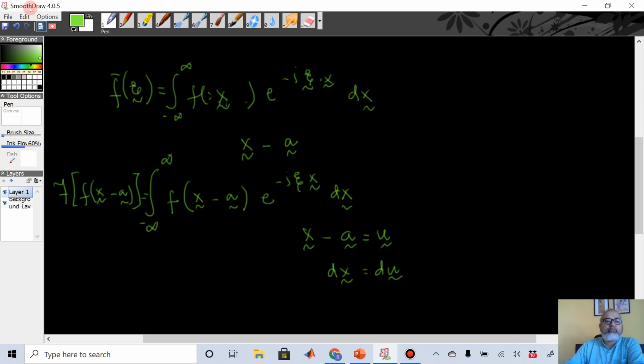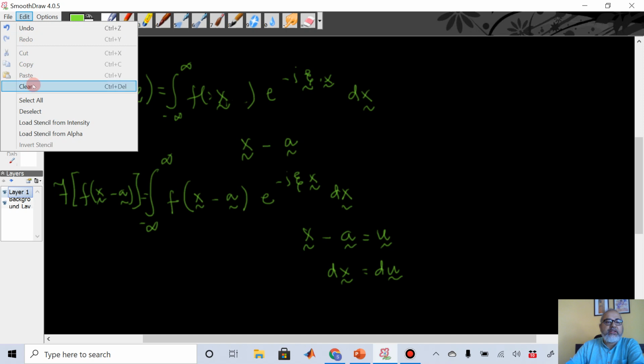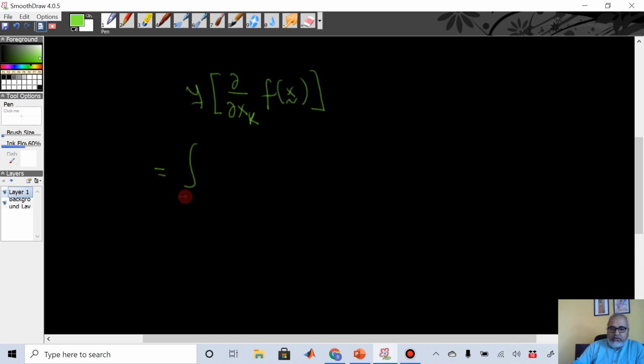The other important theorem is the derivative. So if you want to find the Fourier transform of the partial derivative with respect to x k of f of x, say, then what you are going to do is you're going to do this.